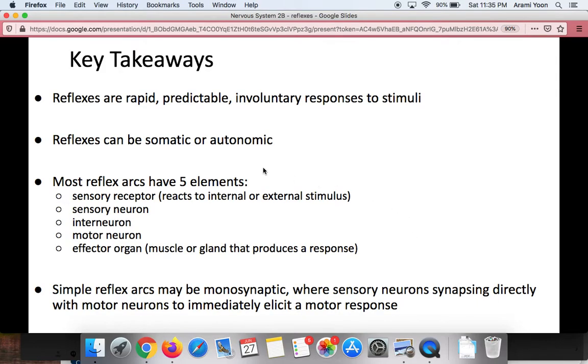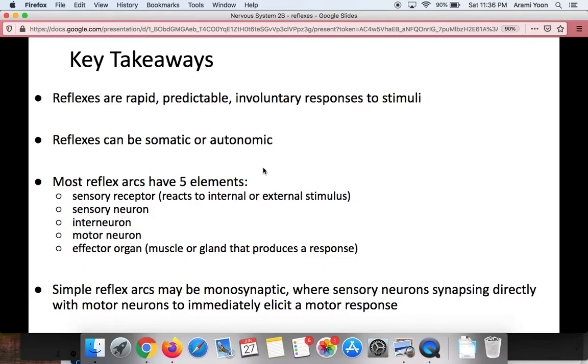So here are your key takeaways. Reflexes are rapid, predictable, involuntary responses to stimuli. Reflexes can be somatic, so they can trigger skeletal muscle to contract, or they can be autonomic, so these might be reflexes that cause cardiac or smooth muscle to contract. Either way, though, they are involuntary.